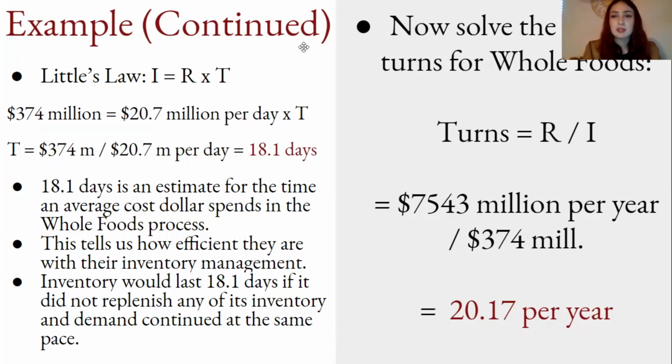Then we're also going to solve the annual turns for Whole Foods. The formula for turns is R divided by I. So we're going to take 7,543 million divided by 374 million, and that's going to give us 20.17 per year.